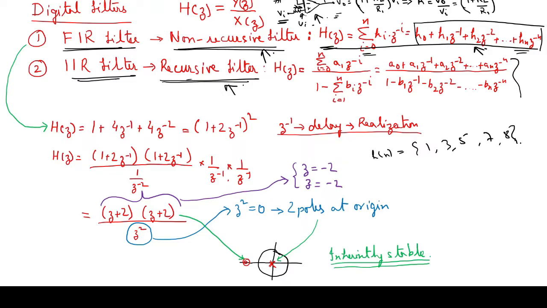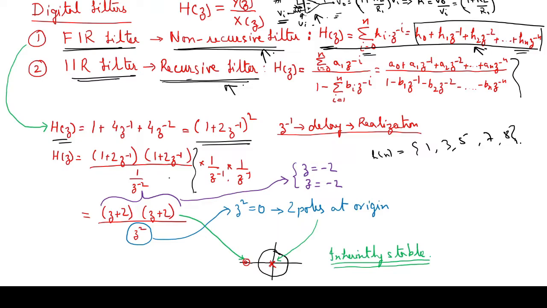Anyway, if you see over here, we are taking a very simple example. H(z) is equal to 1 plus 4z inverse plus 4z to the minus 2. If you want, you can break it down into (a plus b) whole square, just a simple formula you have done. You have put it over here like this.